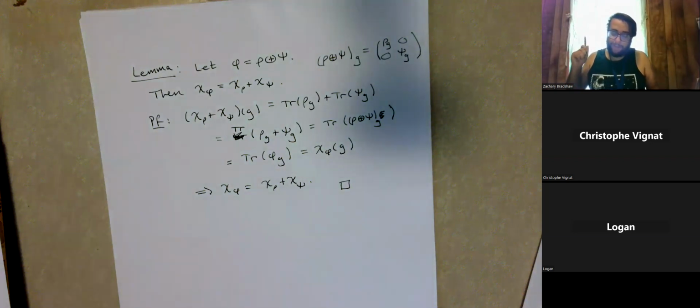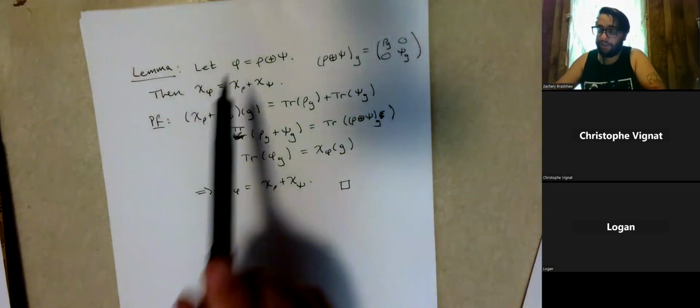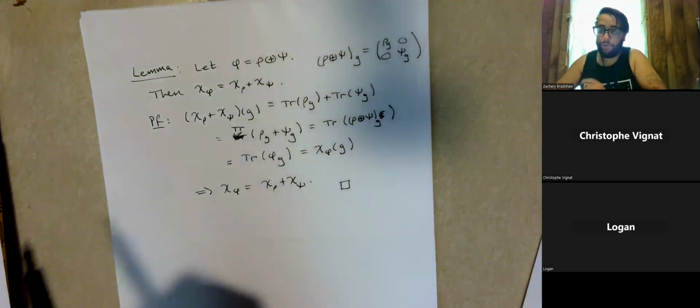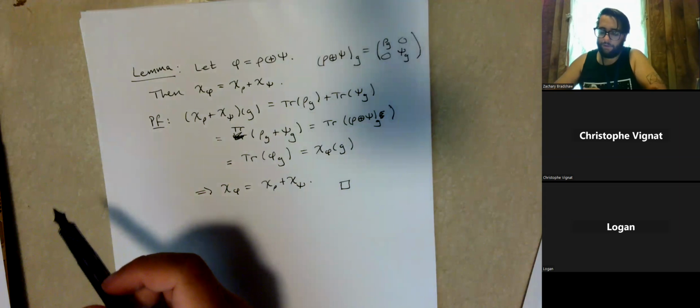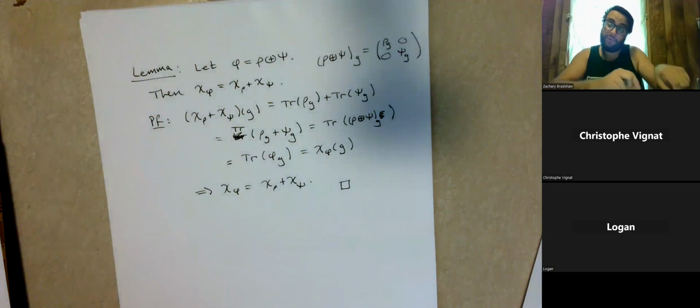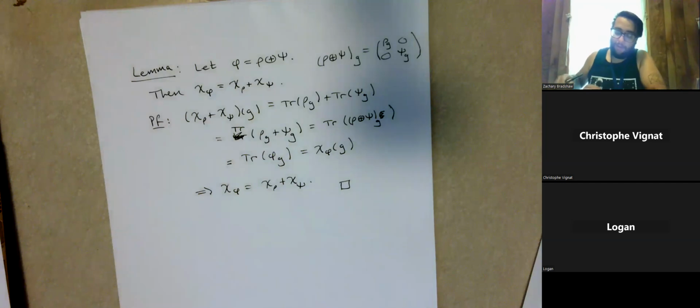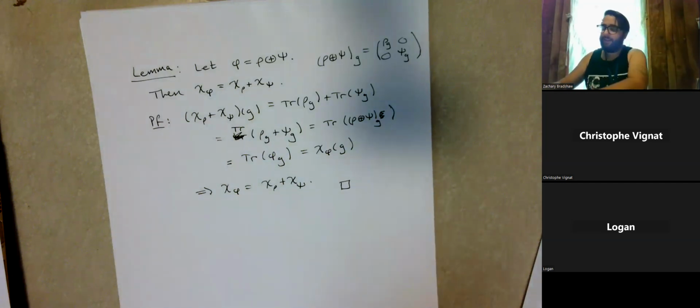So the lemma implies that every character is an integral linear combination of irreducible characters, right? Because for any representation, I can decompose it into a direct sum of irreducible representations. So every character is a linear combination, or an integral linear combination specifically, of irreducible characters. Okay, so now let's use the orthonormality of irreducible characters to extract these coefficients.